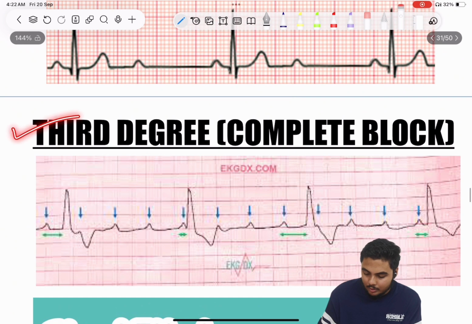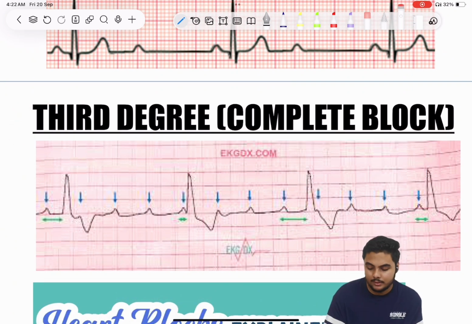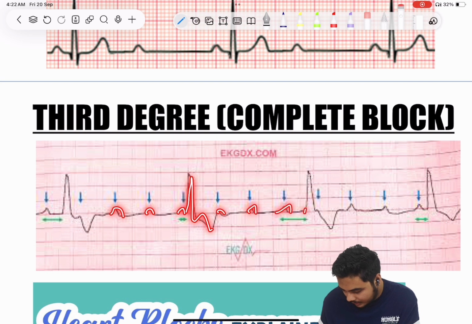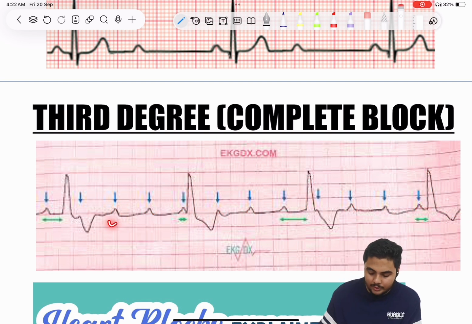Next and final type of heart block is third degree heart block, that is the complete block, right? Third degree or complete heart block is where there is no coordination between atria and ventricle. So you can see here P wave, then again P wave, then one QRS complex, then P, again QRS, P, again QRS, right? So there is no coordination between atria and ventricle.